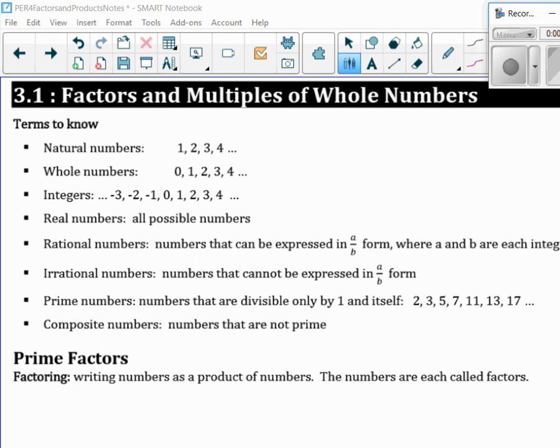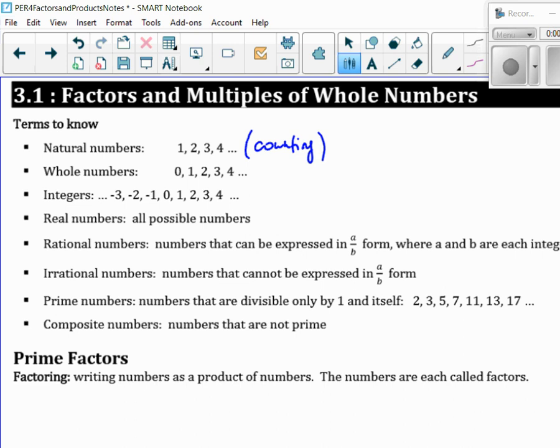We need to know all these terms so that when I'm talking about this, you have this in your back pocket. So natural numbers, if you want, you can write beside it that this is your counting numbers. These are the first numbers you learned when you were like a little kid. Like when you start counting on your fingers, you don't count it with 0, right? You go 1, 2, 3, 4, 5, right? Those are the natural numbers.